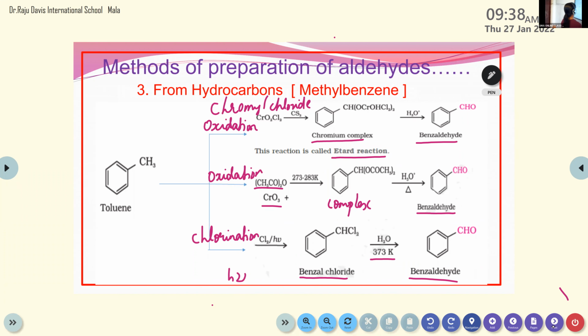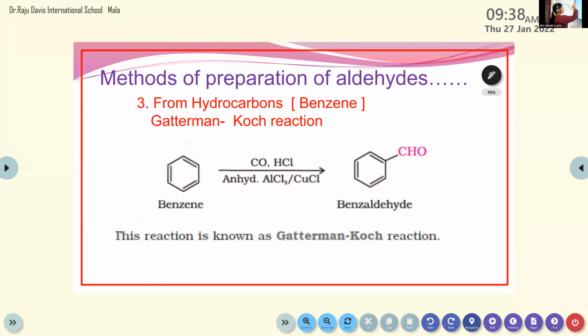Then next one, that is the third one, that is also from hydrocarbons. And in the last three reactions, we had taken toluene, right? Here we are taking benzene instead of toluene, normal benzene. And the reaction is known as Gutterman-Koch reaction. Okay, the name of the reaction, Gutterman-Koch reaction.